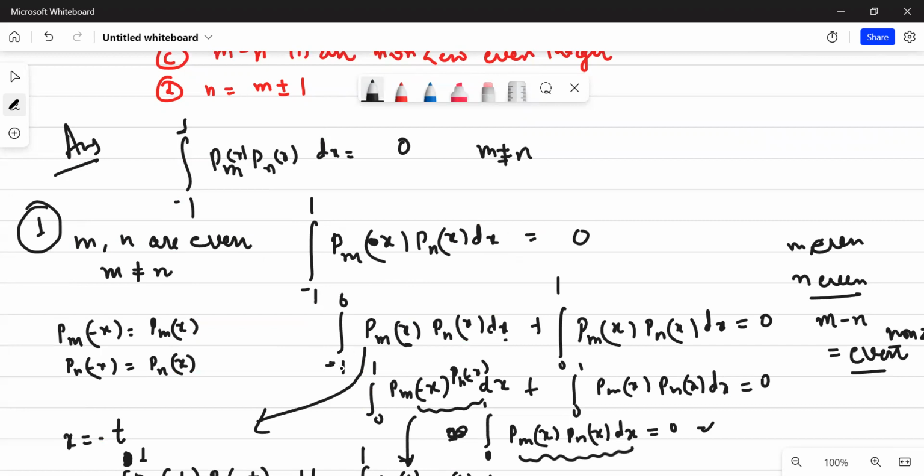I'll take an integral from -1 to 0, and then plus 0 to 1. And I know that Pm(-x) would be (-1)^n Pn(x). This is something that I already know. So this suggests that if n is even, then my Legendre's polynomial would be an even function. If n is odd, then my Legendre's polynomial is an odd function.